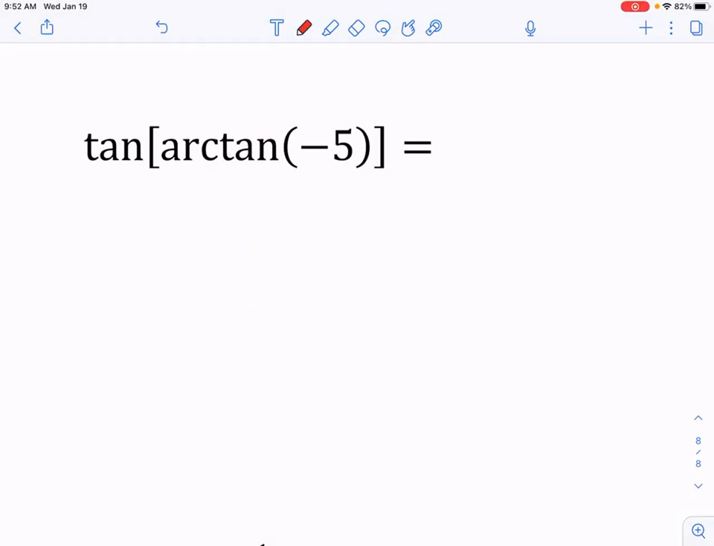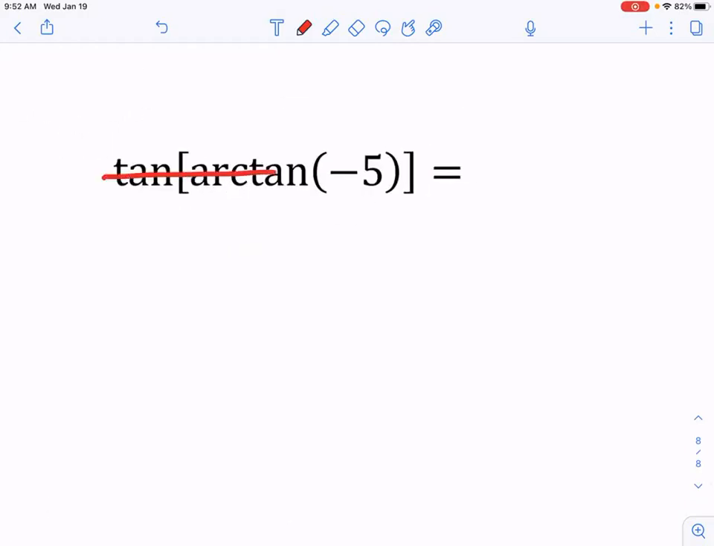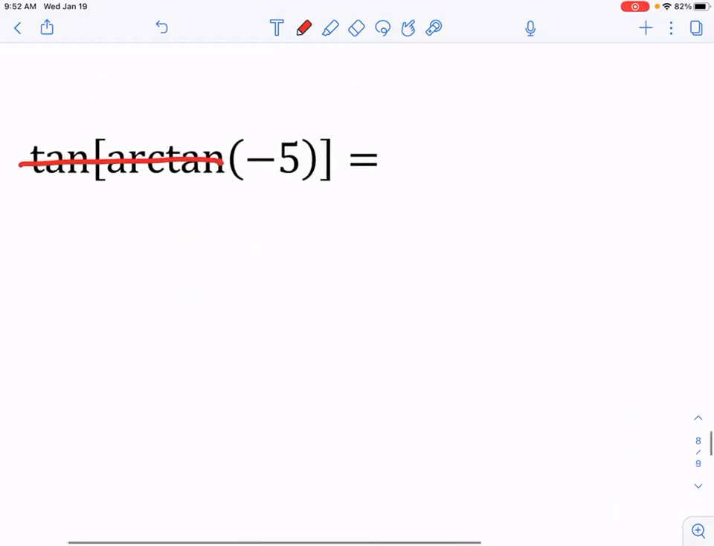Any ideas on this one? These two can cancel. Arctangent has a domain of all real numbers. So it's not super picky about its domain, which means tangent's range isn't picky. Hey, remember inverses, they switch domain and range. So this one we actually can cancel out. Okay. Now, how would you work through that? Is exactly what I was going to talk about.